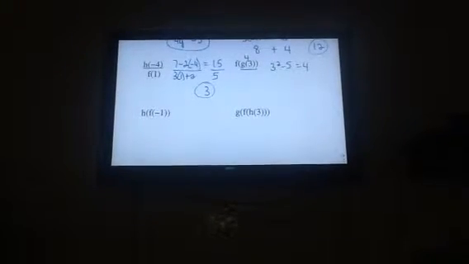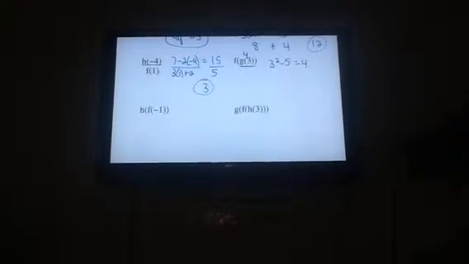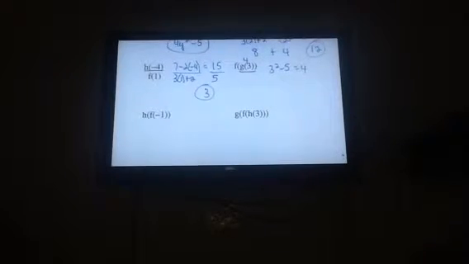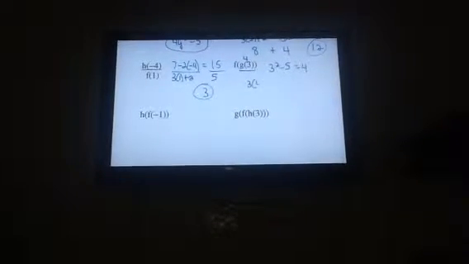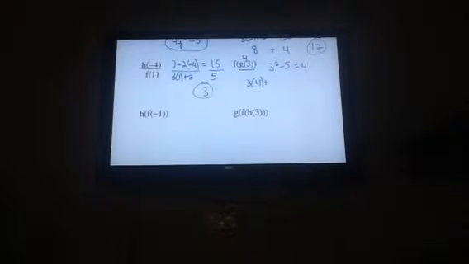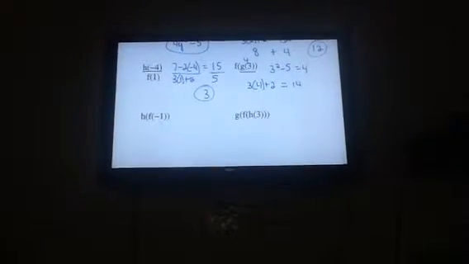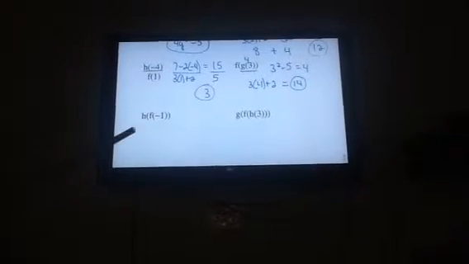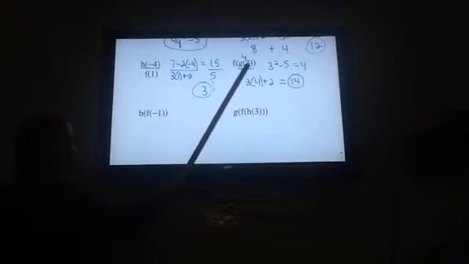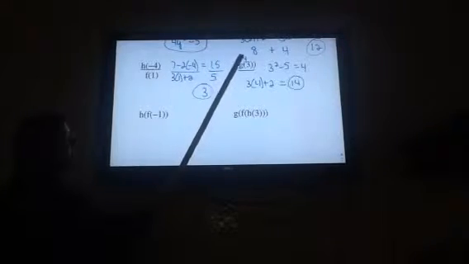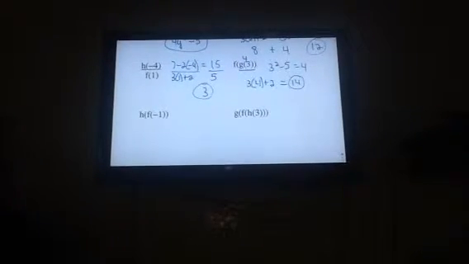3x plus 2. So 3 times 4 plus 2. And I get 14 for my final answer. One answer at the end. So first we find our g of 3. We got 4. And then we find f of 4. And I get 14.